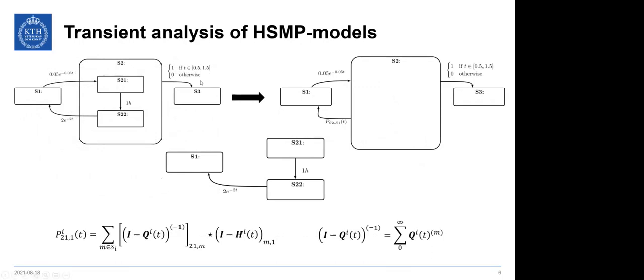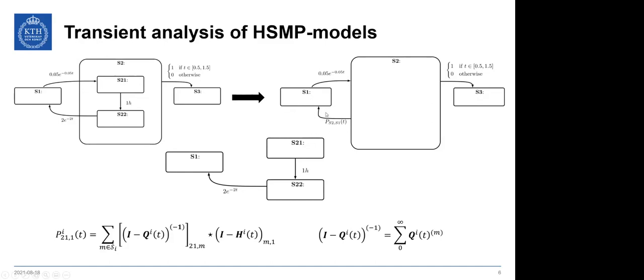So this is what I said. We want to transform this model into a semi-Markov process where we have gotten rid of these inner states. And for this transition into S21, it's quite simple. We just change the target to S2. But for this transition out of S22, it's a bit harder because the transition we end up with depends on both this and this transition. So we need to find this out.